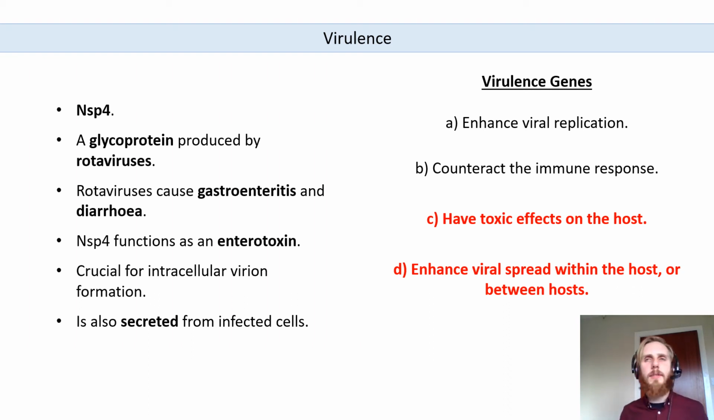The reason for this is NSP4 is directly implicated in the diarrhea that rotaviruses cause. So we can consider it a toxin, an enterotoxin, and this toxin directly causes diarrhea. Pretty clear, therefore, that this toxin has a direct toxic effect on the host. So we have role C in our virulence gene list fulfilled.